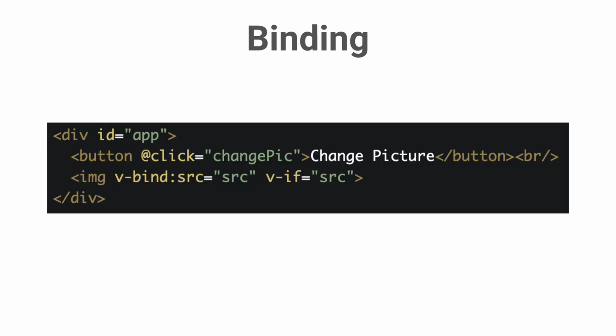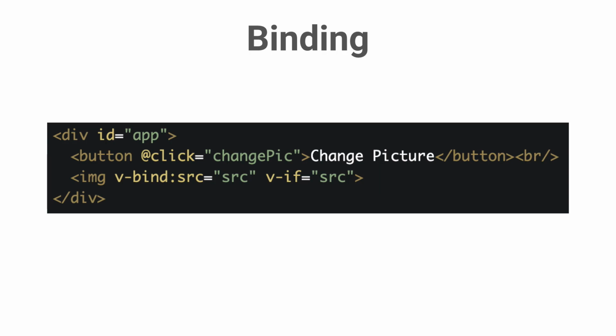Vue allows you to manipulate or assign values to HTML attributes, change the style, or assign classes with the help of a binding directive called v-bind. I will give you an example of all of these. Let's first start with dynamically assigning values to HTML attributes. Here, I have a button. When a user clicks the button, the changePick method will be called.